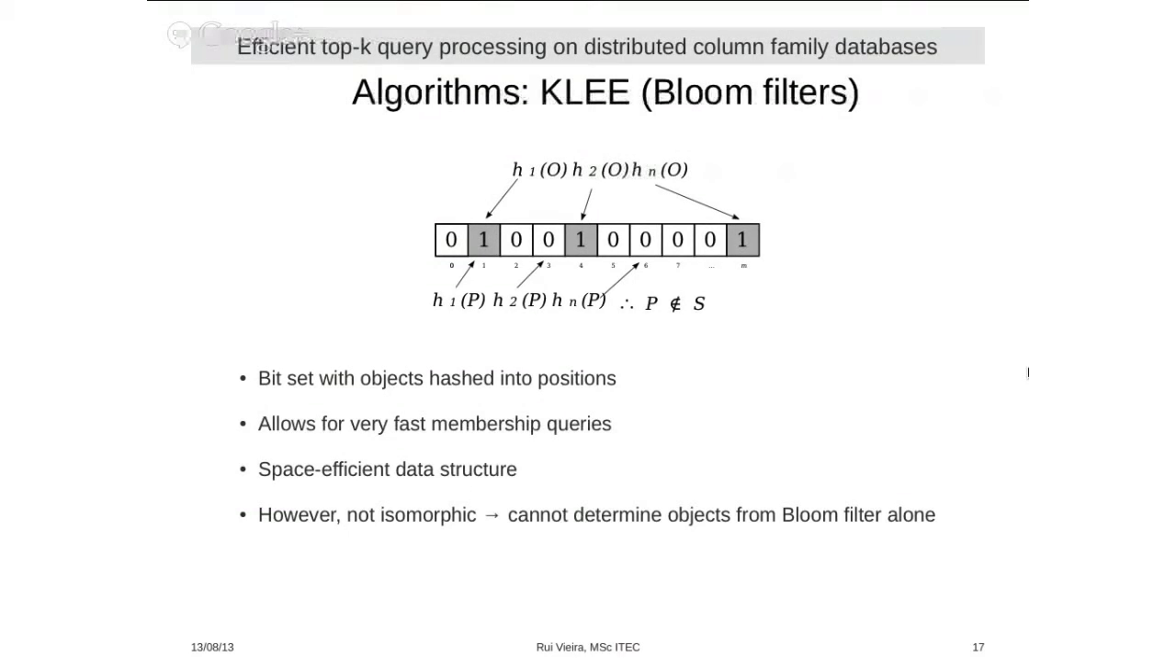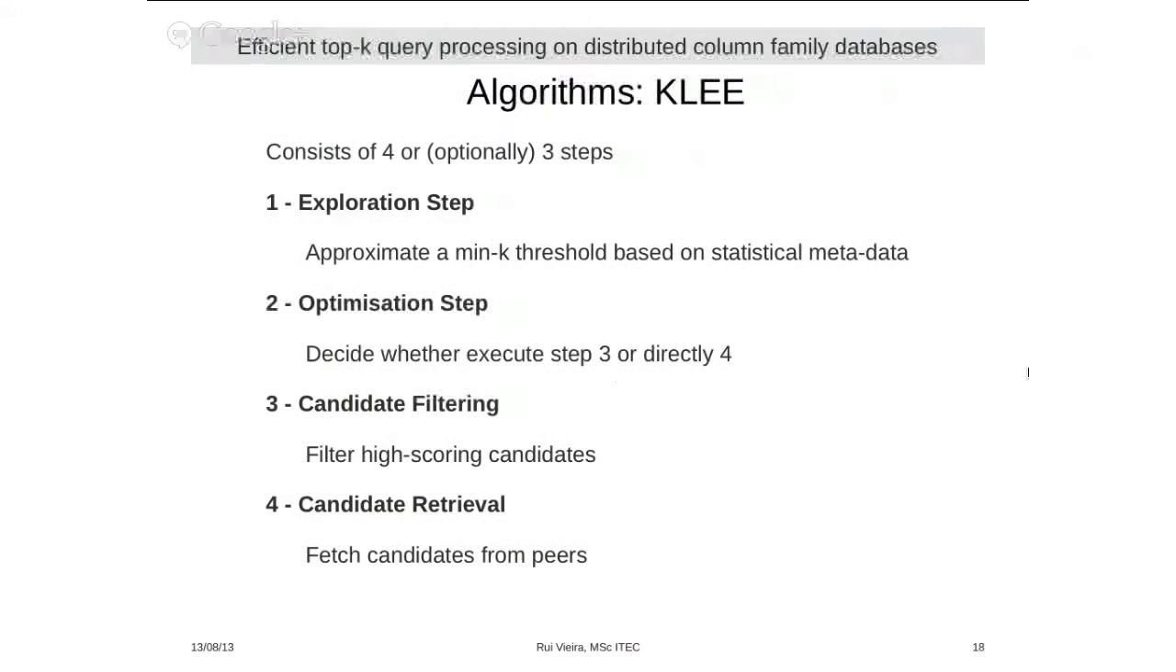So it's a data structure that can never give you false negatives, but it can give you false positives. In this case, we use an already implemented Bloom filter. We could implement one from scratch. And obviously, this is very important: it's not isomorphic, which means just from the bit sets, we cannot know which objects are in there.